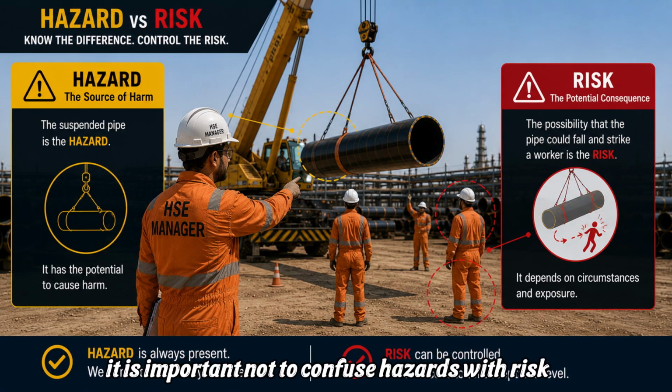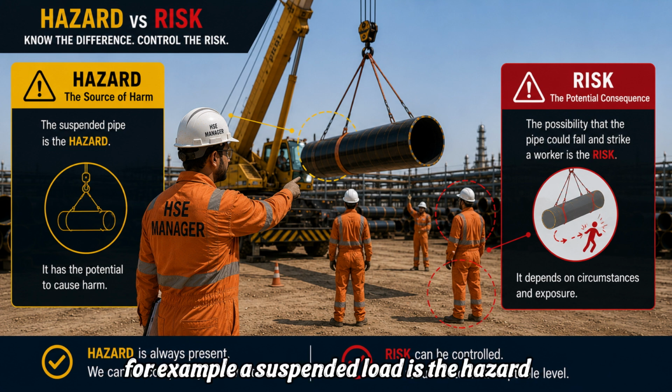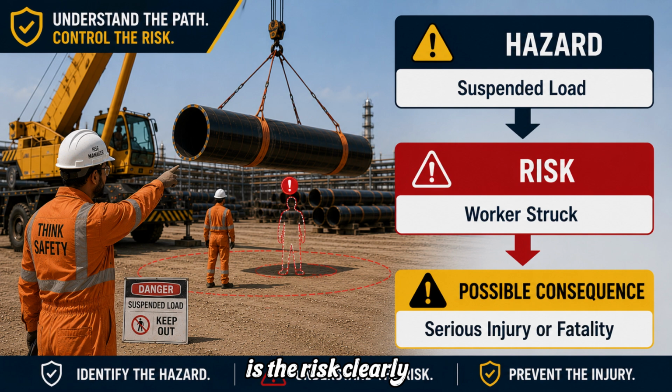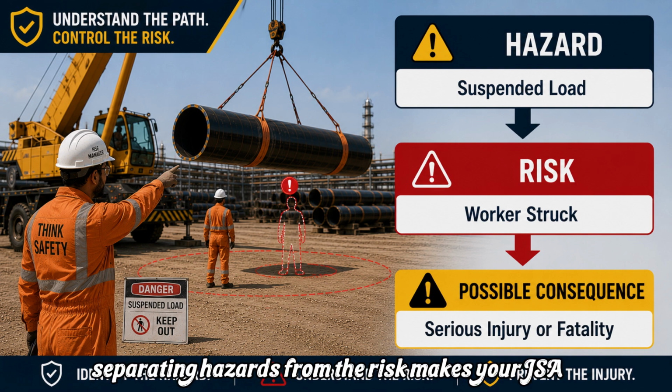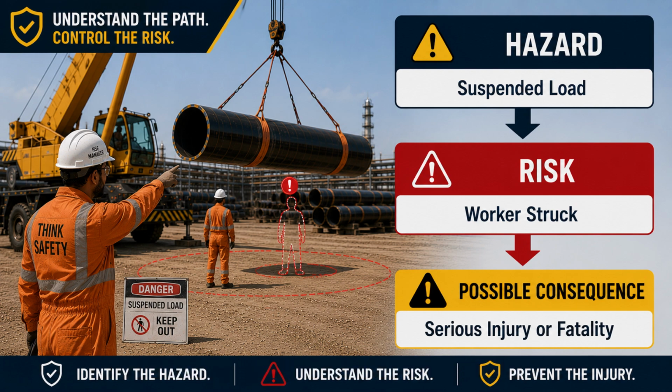It is important not to confuse hazards with risk. The hazard is the source of harm, while the risk is the possible consequences if someone is exposed to the hazard. For example, a suspended load is the hazard. A worker being struck or crushed by that load is the risk. Clearly separating hazards from the risk makes your JSA more accurate and much easier to understand.